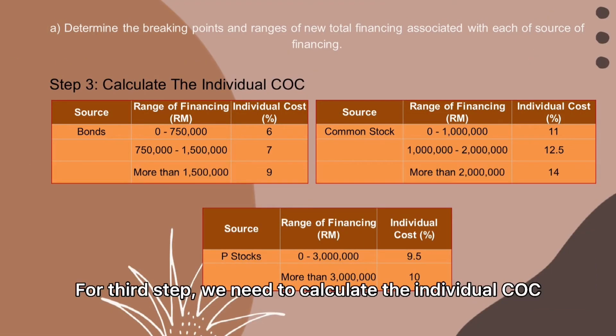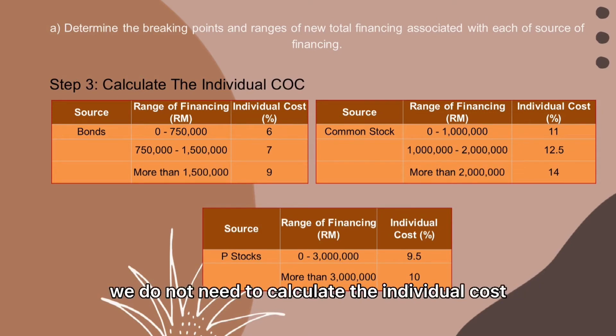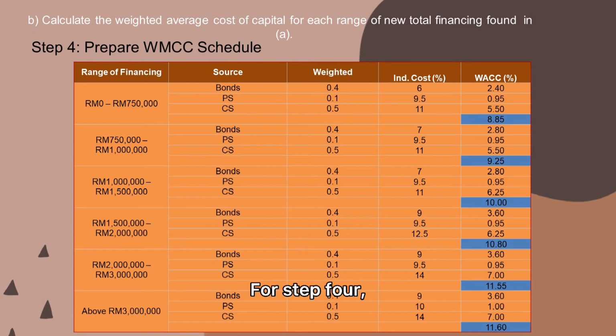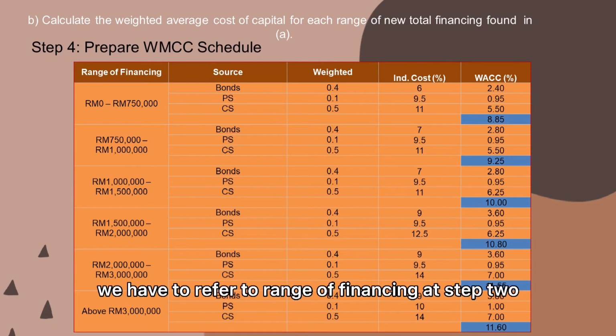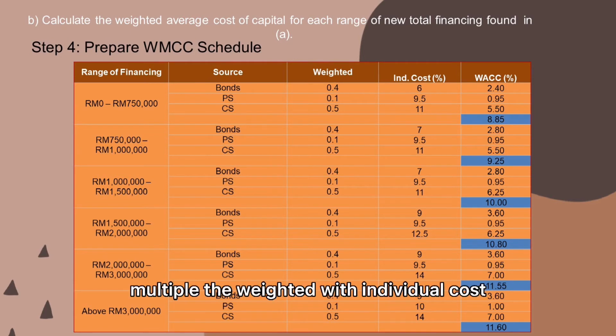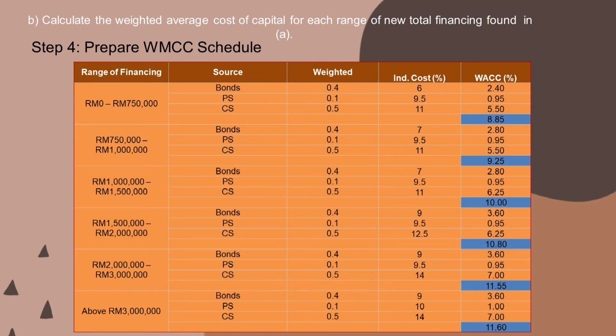For the third step, we need to calculate the individual cost of capital. For this question, we do not need to calculate the individual cost because it has been given in the question. For step 4, we need to prepare a WMCC schedule. For range of financing, we refer to the range of financing at step 2. To get WACC, we multiply the weight with the individual cost, and we add them up for each range.